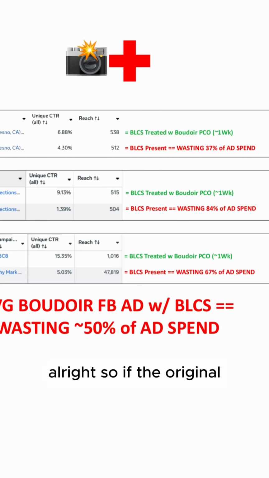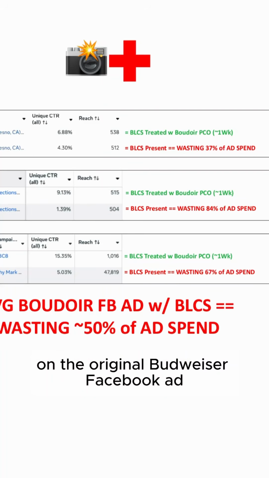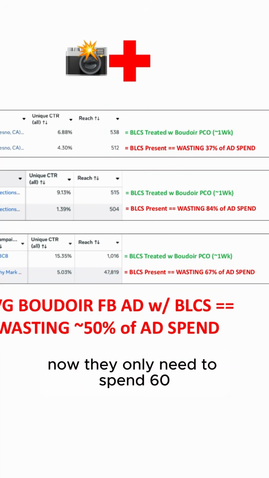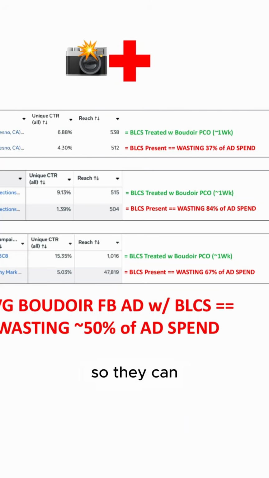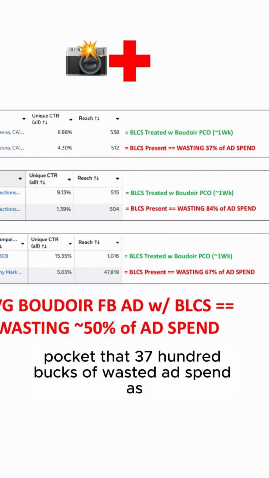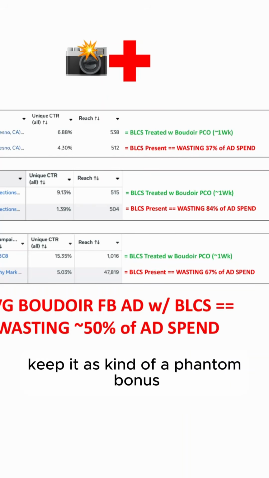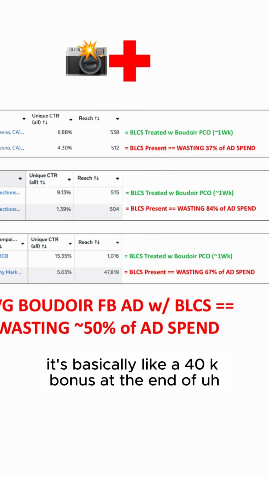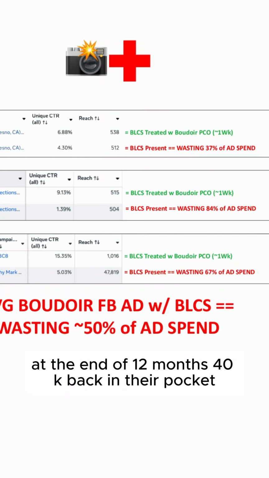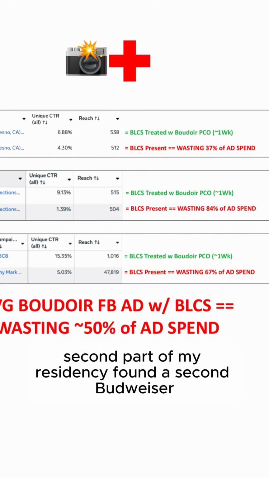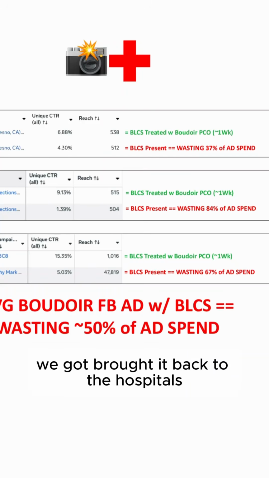All right, so if they're spending 10 grand a month on the original Boudoir Facebook ad, now they only need to spend $6,300 a month on the Boudoir Pico treated Facebook ad. So they can pocket that $3,700 of wasted ad spend and keep it in their pocket. They eliminate that wasted ad spend, keep it as kind of a phantom bonus. It's basically like a 40K bonus at the end of 12 months, 40K back in their pocket.